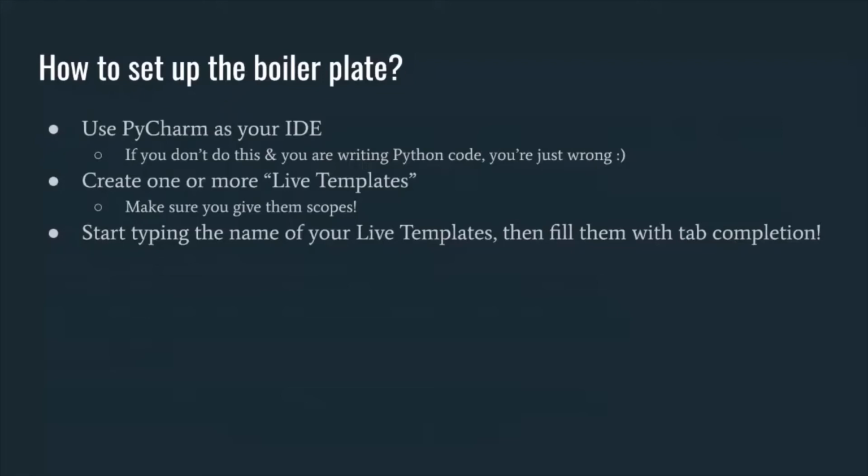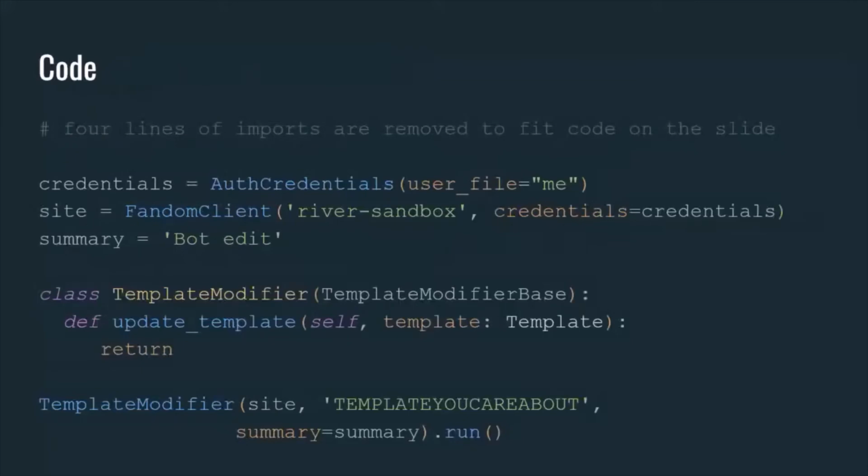So create one or more live templates. If you look at my presentation, I gave links to documentation on this in the speaker notes. If you scroll below the slides and look at the speaker notes, you can click to documentation on how to make live templates. And so you can start typing the name of one of your live templates and then press tab, and then you get the boilerplate inserted.